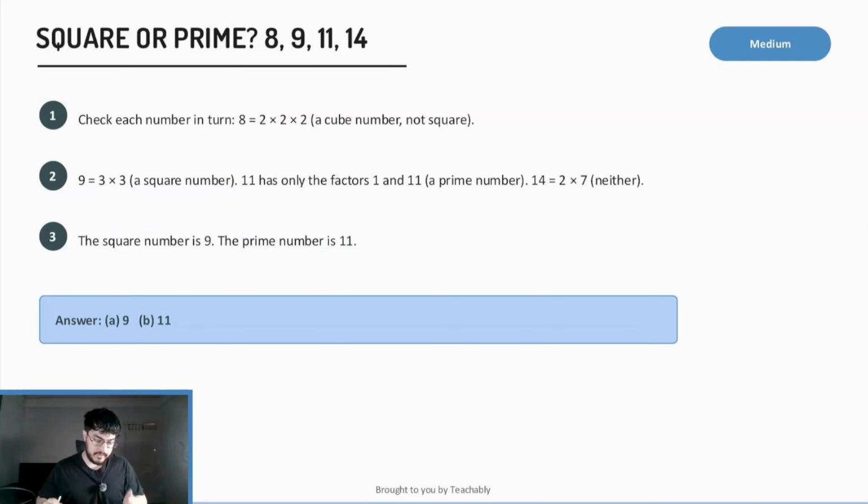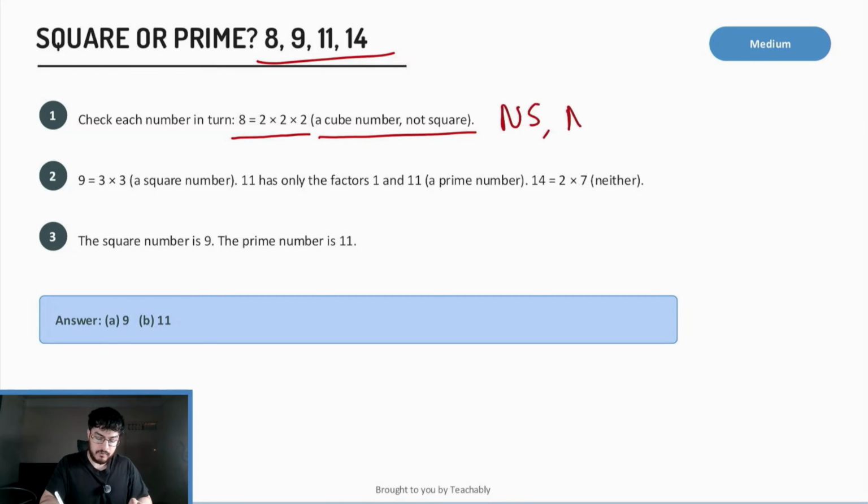The next question is square or prime. So it's saying 8, 9, 11 and 14. We need to check these numbers. Check each number in turn. So 8 is equal to 2 times 2 times 2, which is a cube number and it's not a square. So 8 is not a square. But is it a prime? I know it's not prime because 2 divides into it. So it's not square or prime. I'm just going to say not square and not prime. Okay, NS and NP. Then we look at 9. 9 is 3 times 3, which is a square number.